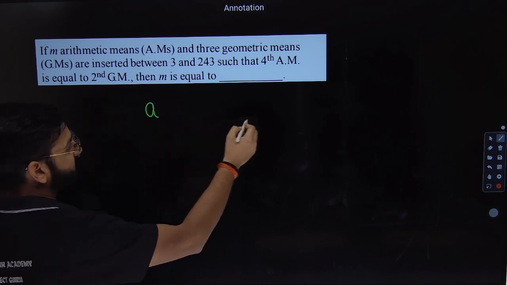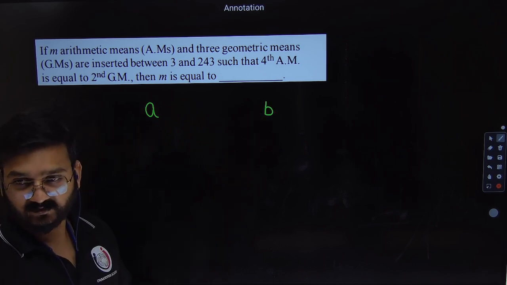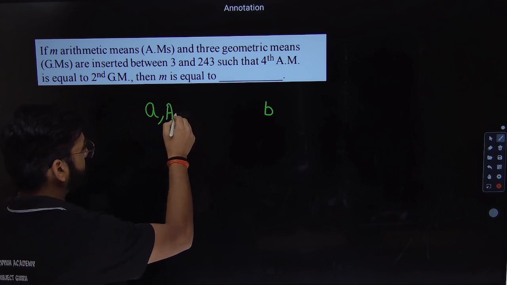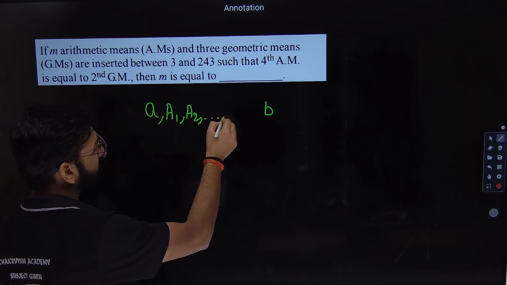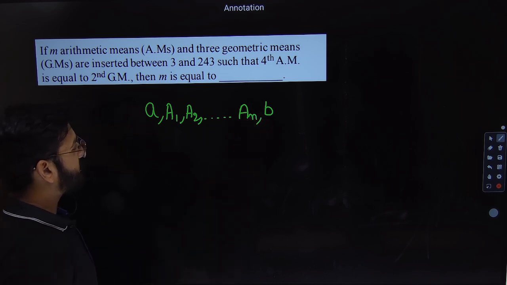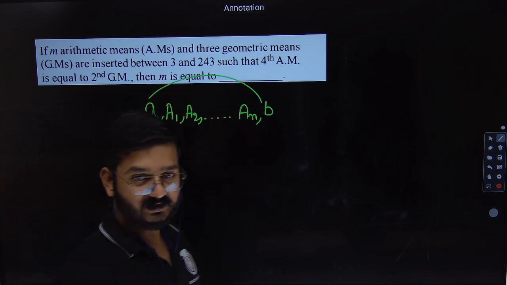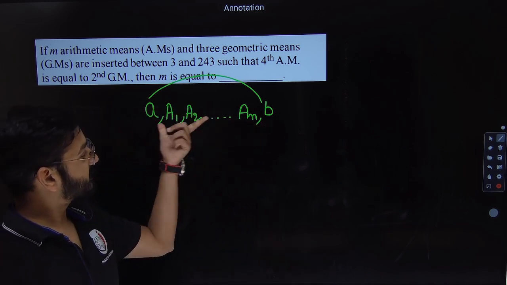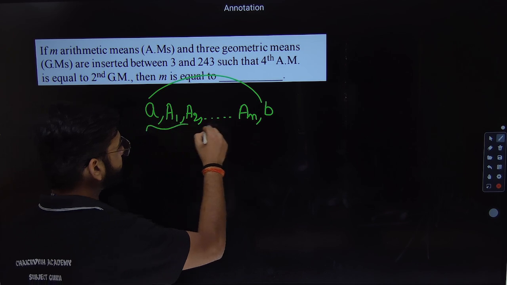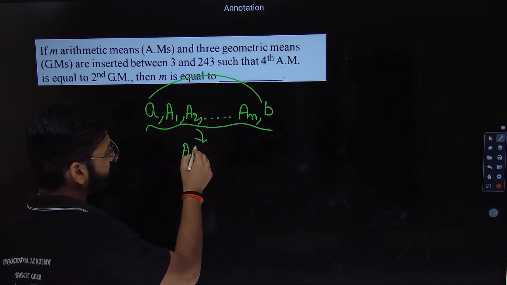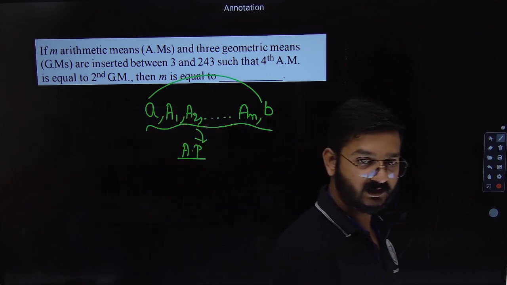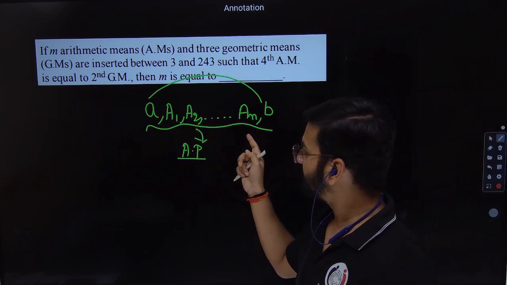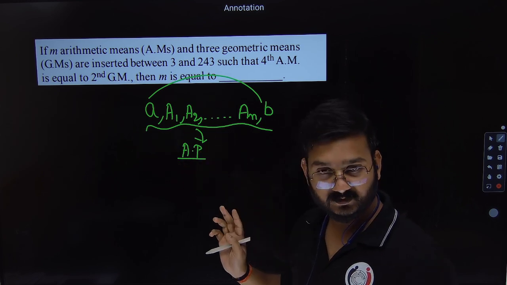If you have two numbers A and B, and I insert n arithmetic means between them, A1, A2 till An. So these two numbers are known to you. Between these two numbers, I have inserted n arithmetic means. So the resulting sequence will be an AP. Okay? Between two numbers, if you insert n arithmetic means, the resulting sequence will be an AP.